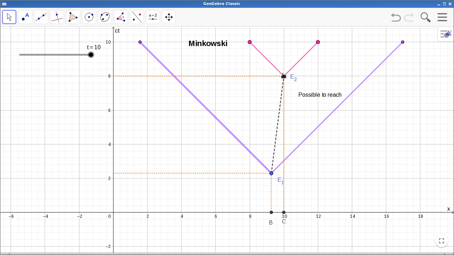So this is all about the light cone at a given event, and the events which are absolutely separated, absolute future and absolute past, and the world lines.